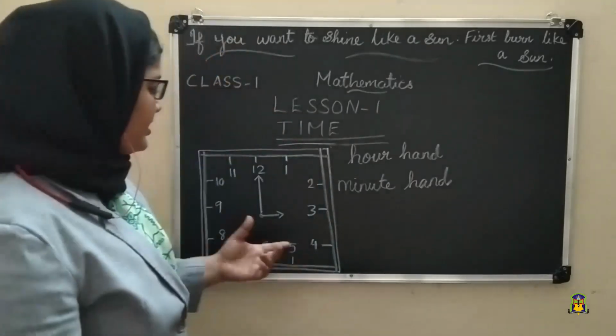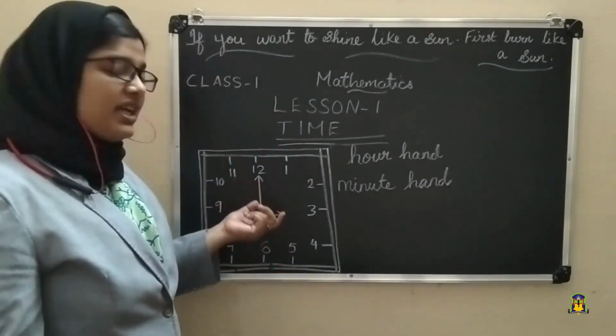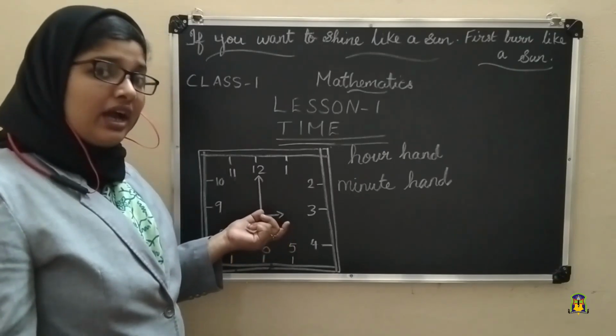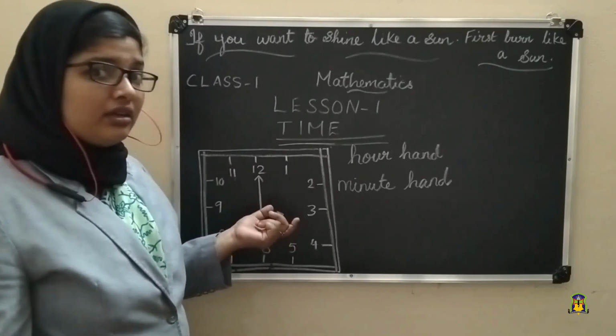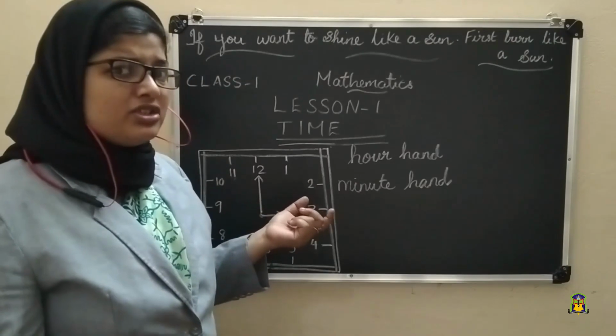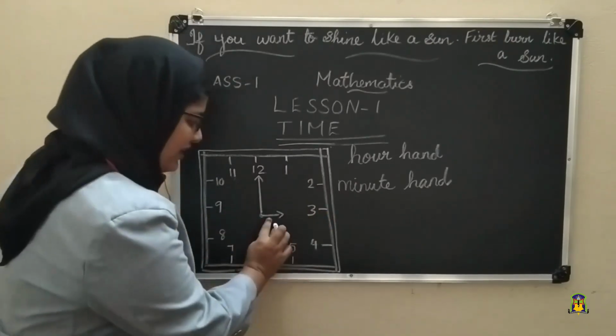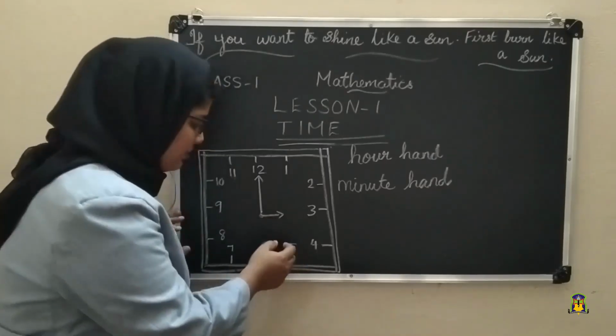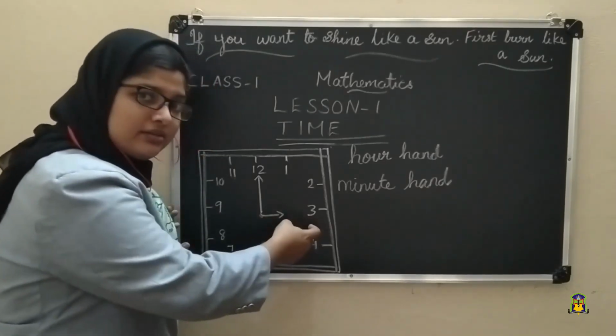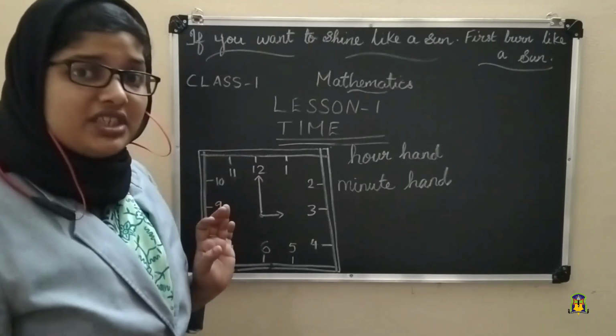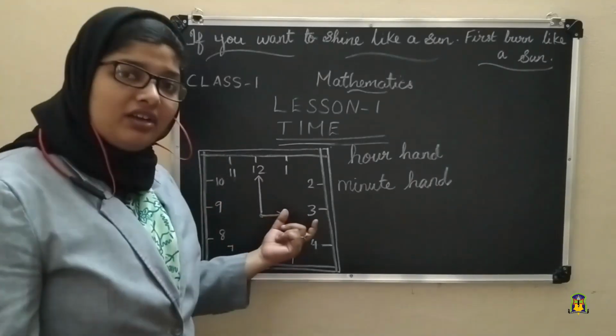Okay, then next, here, which is the hour hand? Show the correct hand, all of you. Yes, this is the hour hand. The hour hand points towards which number? 3. The hour hand is on 3.